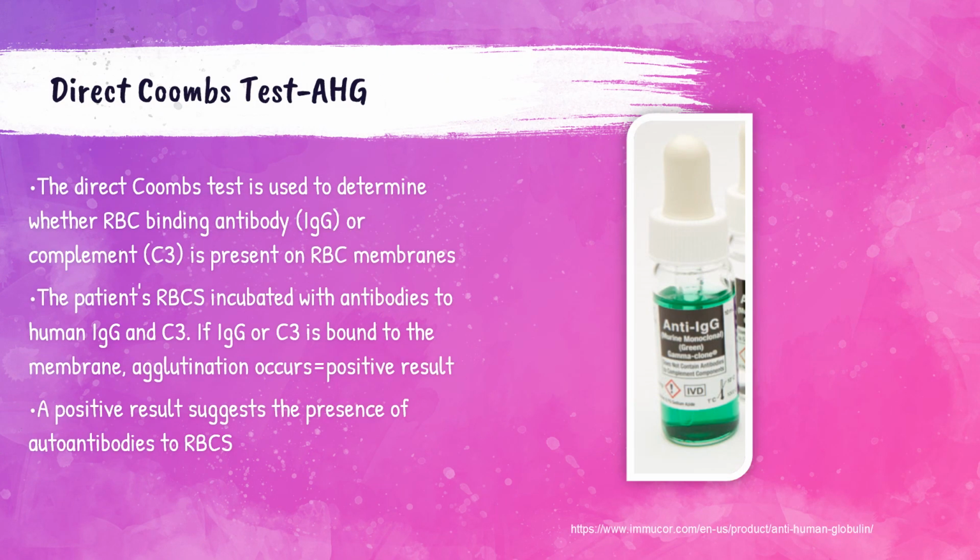Another name for the DAT test is the Coombs test. The AHG reagent is frequently called Coombs reagent as well. This is used to see whether or not there's an IgG antibody or complement present on the patient's red blood cell membrane. We incubate the patient's red cells with this AHG or Coombs reagent, and then we check for agglutination. If agglutination occurs, this is a positive result, meaning that there is either IgG or complement bound to the red cell. A positive result suggests that there are autoantibodies.